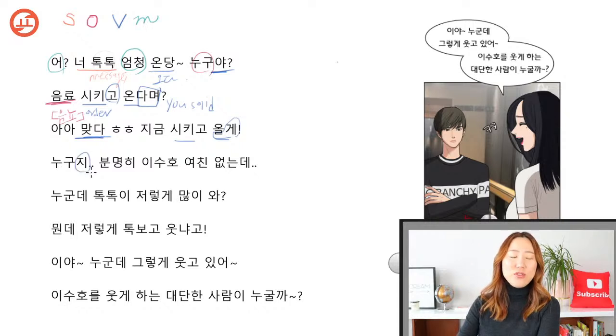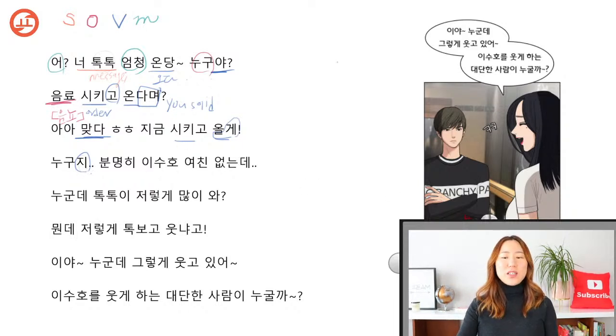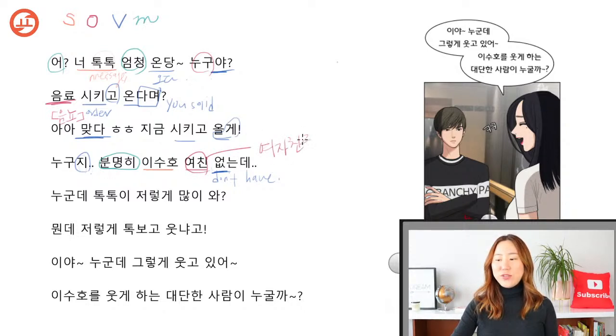And she's thinking, 누구지? Who is it? It's a confirmation. Who is it? 분명히, clearly, evidently. Okay? 이수호, this is the guy's name. 여친 없는데. 이수호 doesn't have. Okay? You can think of it as don't have, doesn't have. What? 여친. This is a shortened form from 여자친구. Okay? Meaning girlfriend. 이수호 여친 없는데. Clearly, 이수호 doesn't have girlfriend. And this is open conversation. Or you can think of it as but.